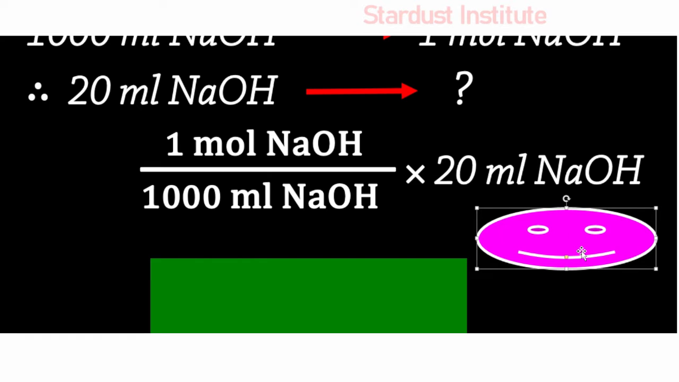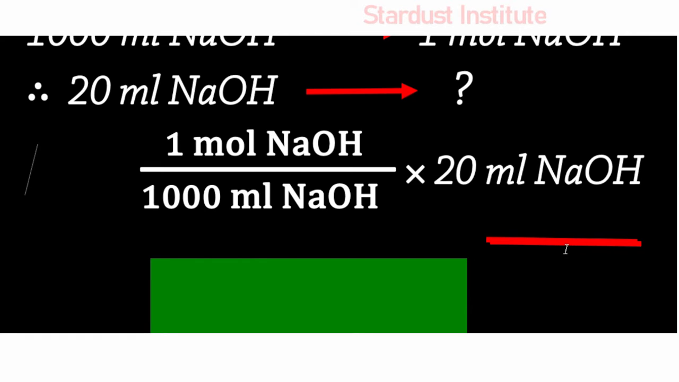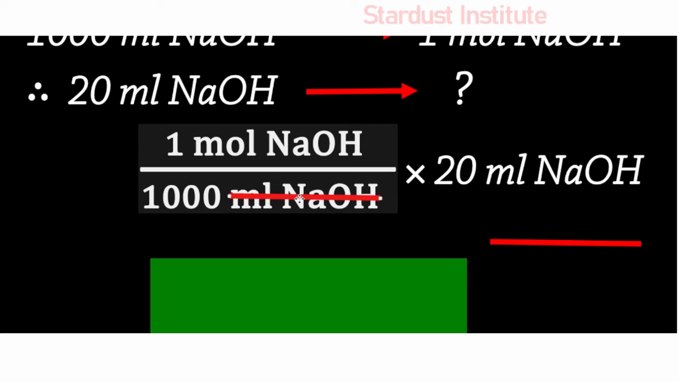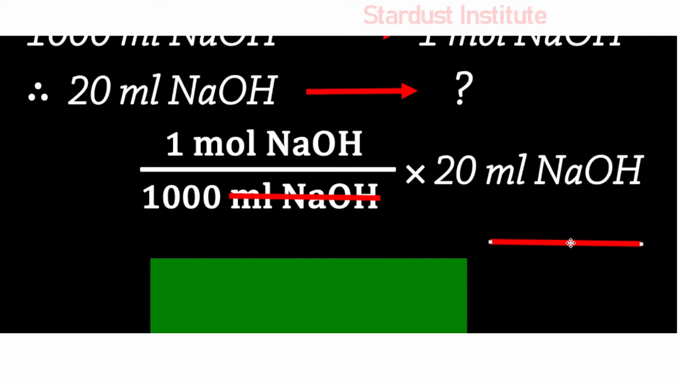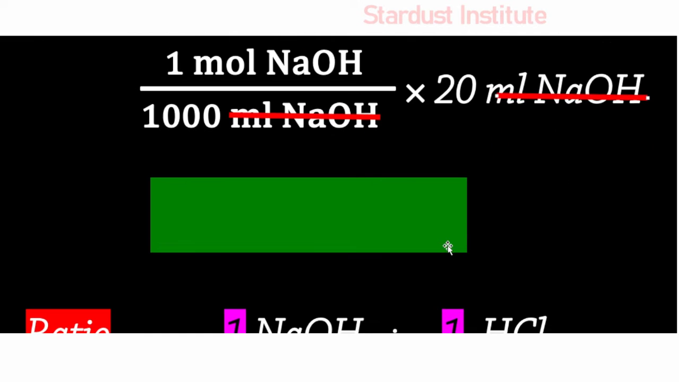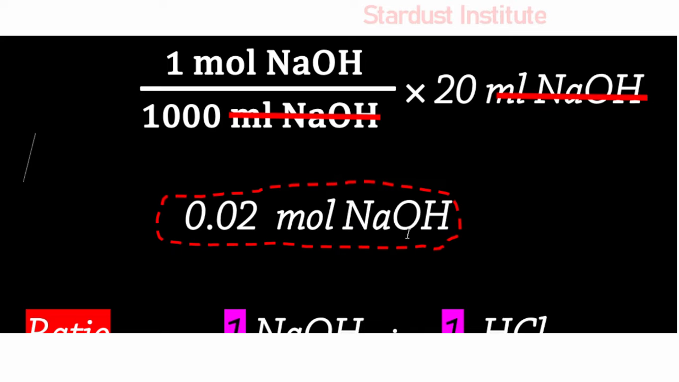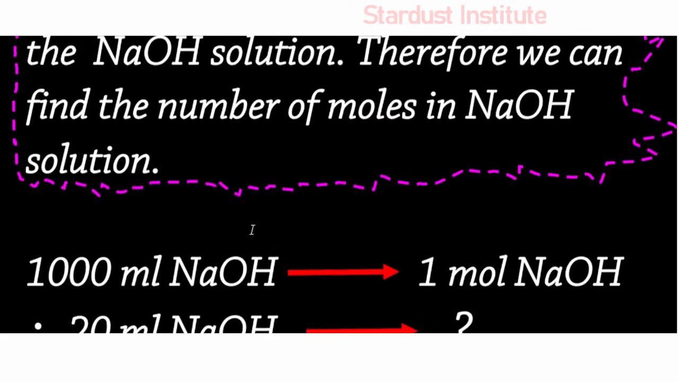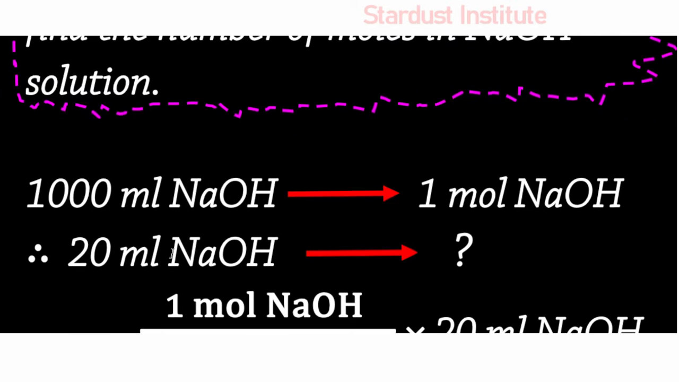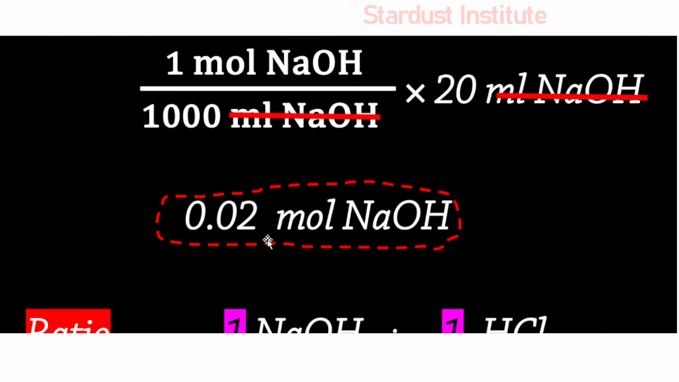We should cancel out units. Milliliter sodium hydroxide, milliliter sodium hydroxide, then we get 0.02 moles of sodium hydroxide. In 20 milliliters of the sodium hydroxide solution, there are 0.02 moles of sodium hydroxide.